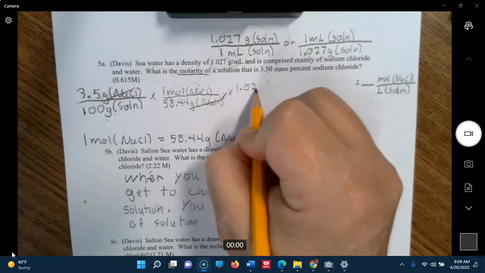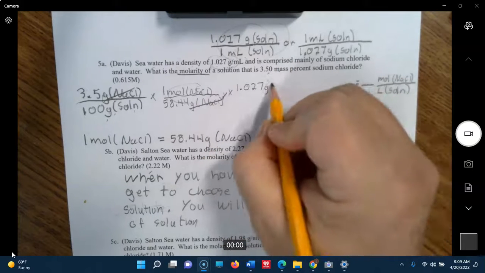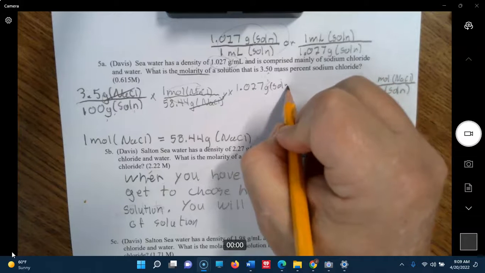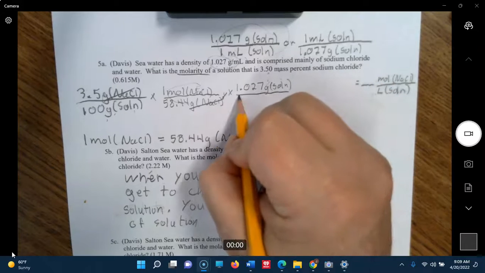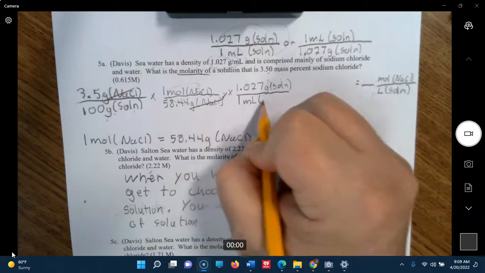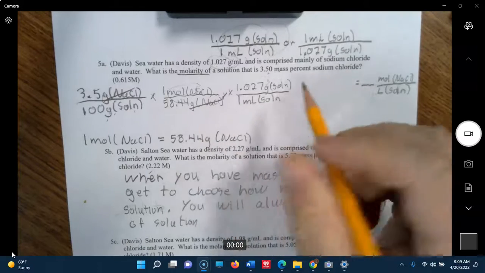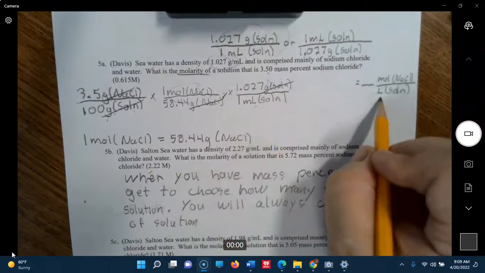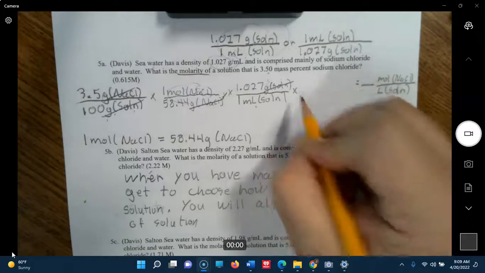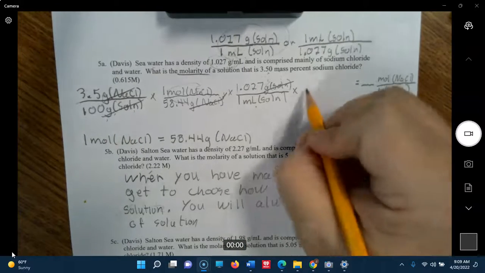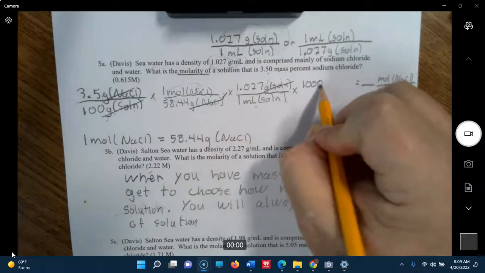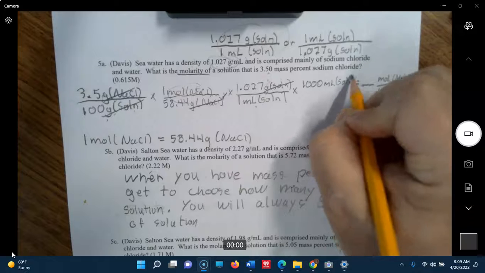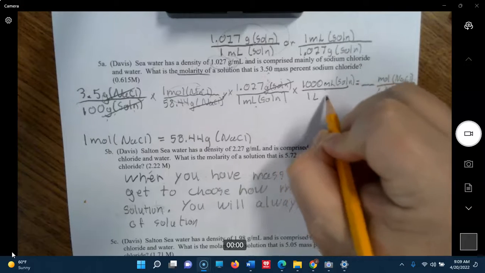So that's what I meant. That's really a conversion factor. That density converts you from grams to milliliters. Okay, grams of solution, grams of solution. So now we have milliliters of solution. We need one more conversion. We need our standard milliliters to liters. So 1,000 milliliters, this is true of anything. 1,000 milliliters of solution over 1 liter of solution.